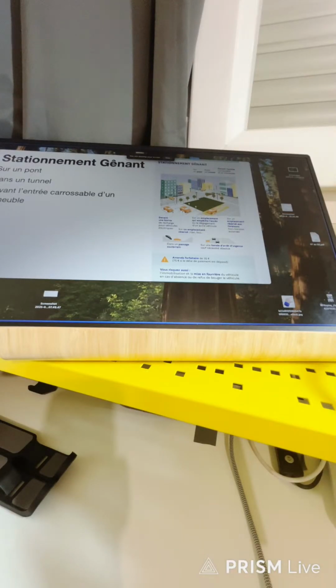Okay, and also if you park in front of an immeuble, an entrance of a building where they have put that you are not allowed to park. That's what they call devant l'entrée carrossable d'un immeuble. It is also gênant. Another one is devant une borne de recharge for electric vehicles, where people with electric vehicles normally charge their cars, and you just park your car there. It is also stationnement gênant.